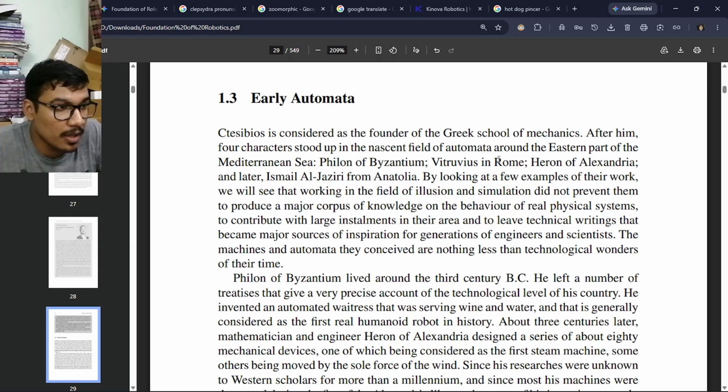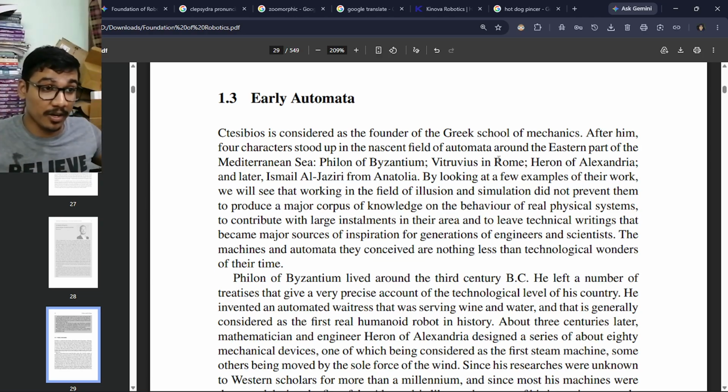Vitruvius, no, not Vitruvius. I'm getting pretty bad at English.